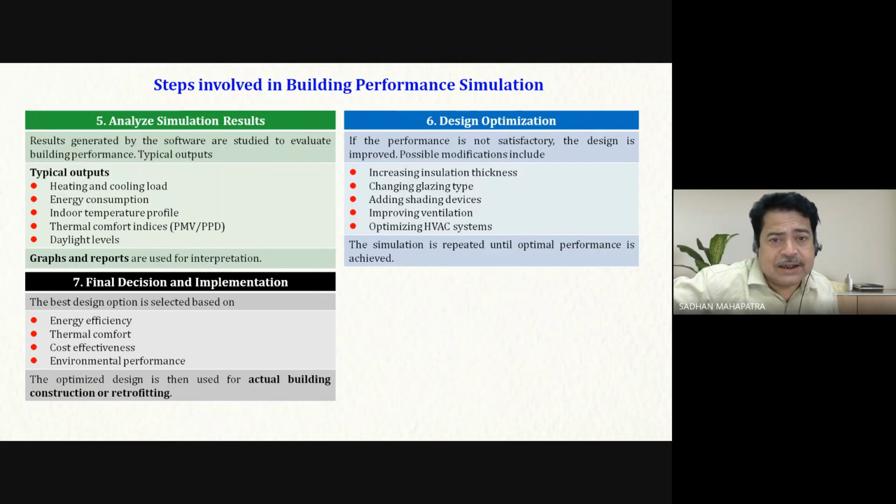thermal comfort indices. You need to design optimization, where we try to look: can we increase the insulation thickness of the building, of the wall? Can we change the glazing? Can you have another shading device? Or can ventilation be improved? And after that, you will basically optimize the HVAC systems. And then the final decision on implementation in terms of energy efficiency, thermal comfort, cost effectiveness, and environmental performance. This optimized design is then used for actual building construction or retrofitting.